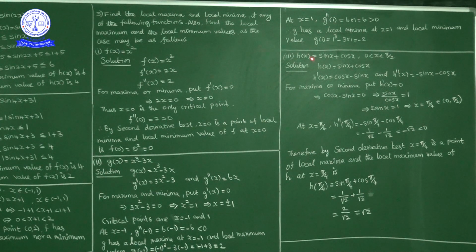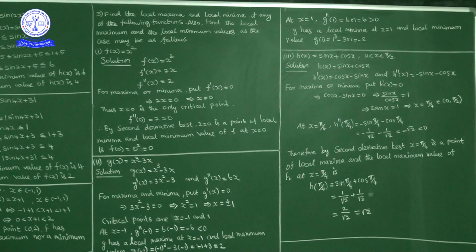Now what is h of x? h of x is sin x plus cos x. h dash of x: sin x derivative is cos x, plus cos x derivative is minus sin x. So h dash of x equals cos x minus sin x. If you differentiate h dash of x, h double dash of x: cos x derivative is minus sin x, minus sin x derivative is cos x. So h double dash of x is minus sin x minus cos x.